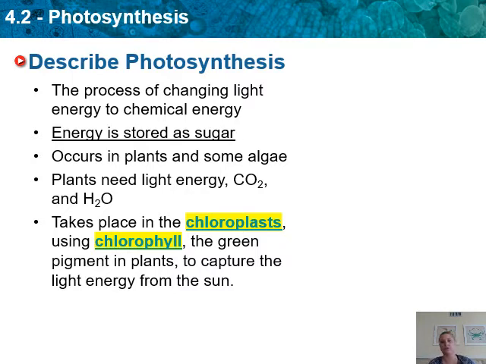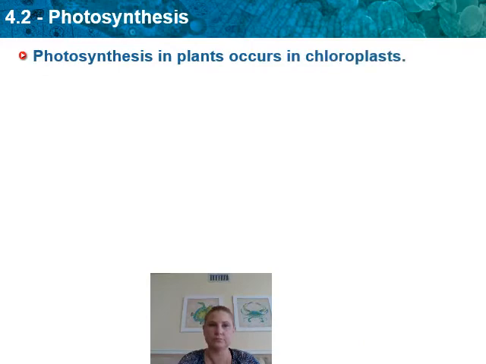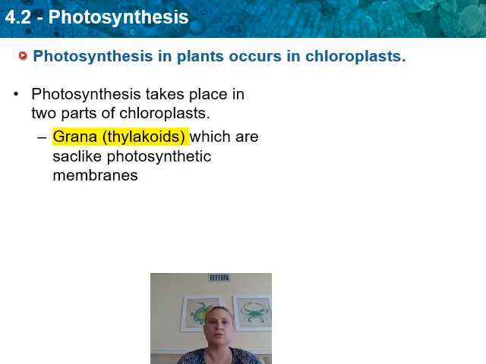Remember, plants have these organelles in their cells called chloroplasts. And inside those chloroplasts is a green pigment known as chlorophyll. And the chlorophyll actually captures the light energy from the sun. So photosynthesis in plants occurs in those chloroplasts.